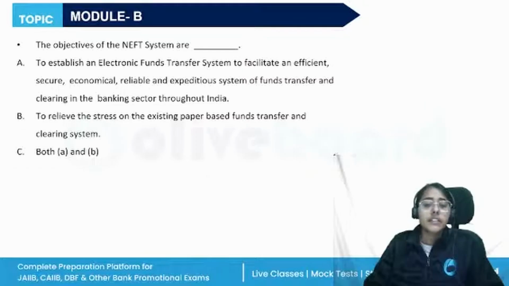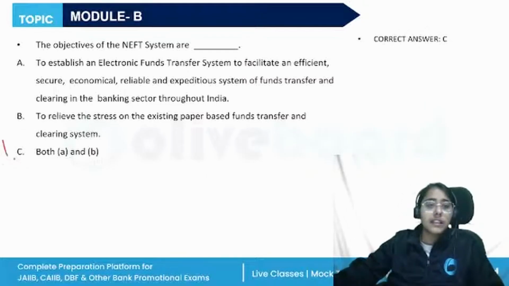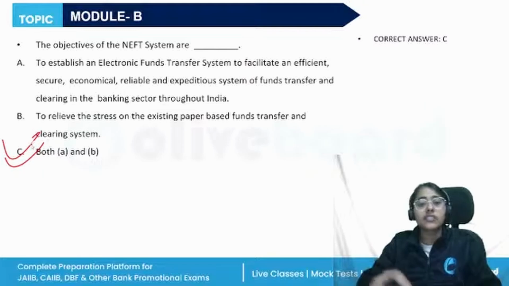All right. The objectives of NEFT are to establish an electronic fund transfer system to facilitate an efficient, secure, economical, reliable, and expedient system of fund transfer and clearing in the bank. Yes. To relieve the stress on the existing paper-based fund transfer and clearing system. Again, correct. So both A and B are correct regarding the objectives of NEFT, the National Electronic Fund Transfer.